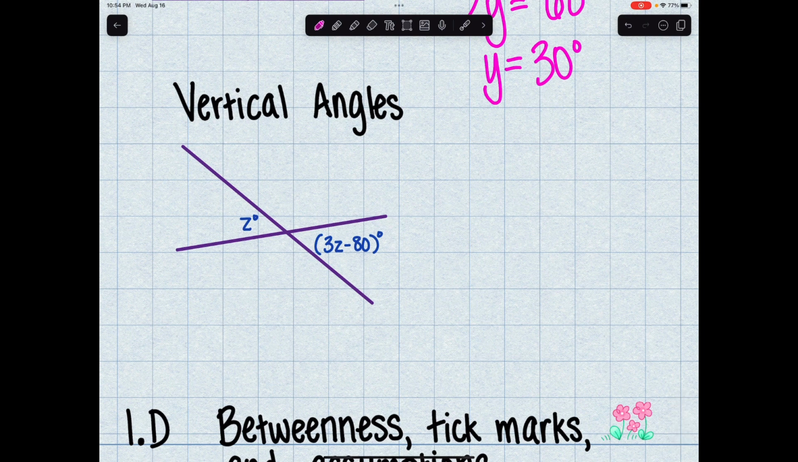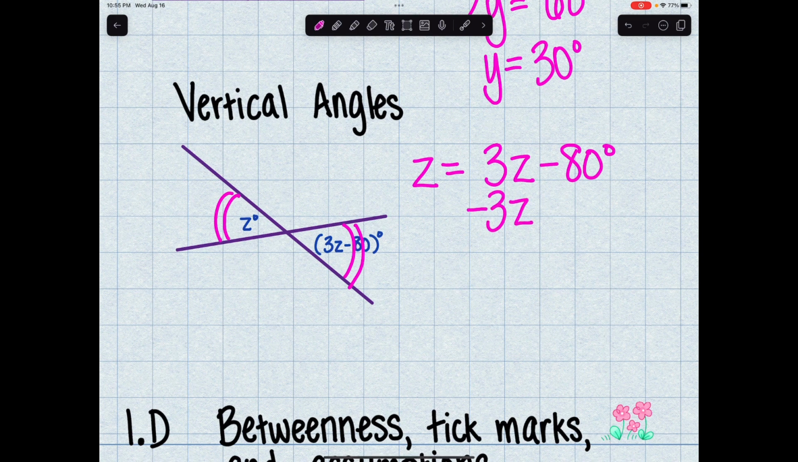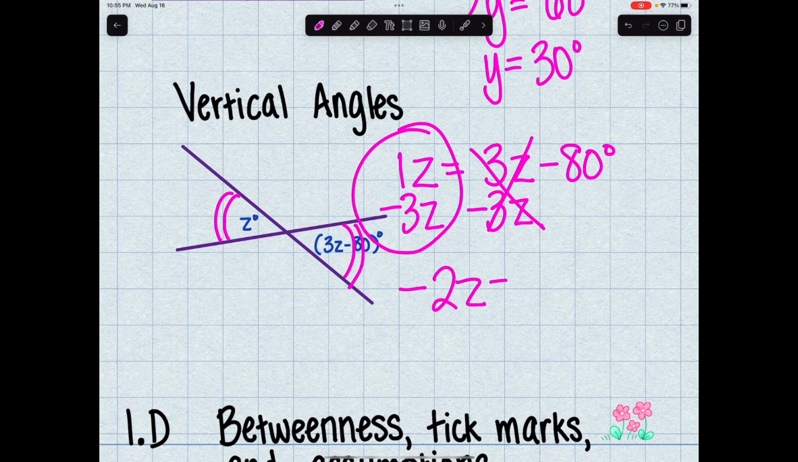What about vertical angles? Vertical angles are these angles here that are formed by intersecting lines. And guess what? They're equal. So this is the same as this. So if I wanted to solve those, I would do Z is equal to 3Z minus 80 degrees. Okay, and then I'm going to isolate the variable, so move minus 3Z to the other side. That cancels out, and then I add those. So 1Z minus 3Z is negative 2Z is equal to negative 80. Divide by negative 2.